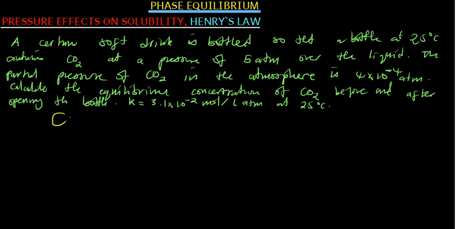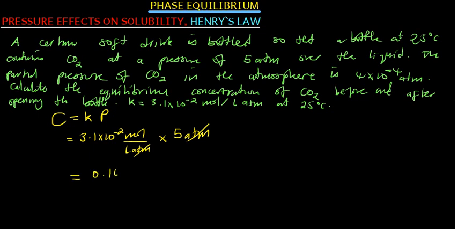Before opening the bottle, first let's calculate. We know that concentration is given by Henry's law constant multiplied by the pressure. The Henry's law constant here is 3.1 multiplied by 10 to the power negative 2 mole per liter atmosphere, multiplied by the pressure. The pressure of carbon dioxide in the bottle just above is 5 atmosphere. So the atm cancels out, and this gives us 0.16 mole per liter. This is the concentration of carbon dioxide in the bottle.